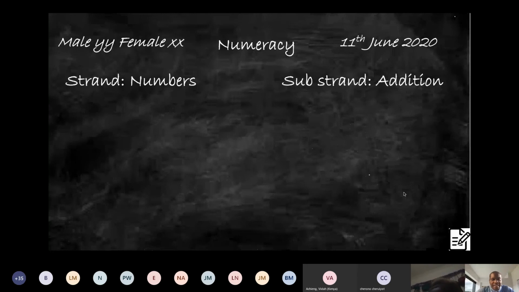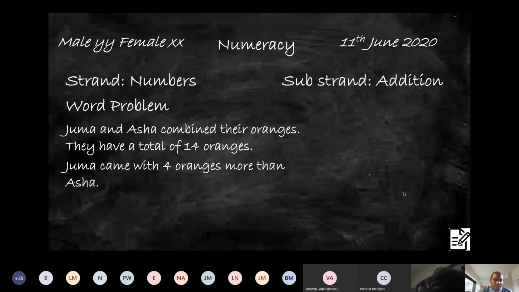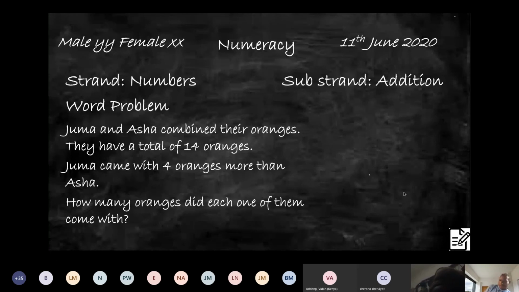Okay, now let us look at this other question, a word problem. Juma and Asha combine their oranges. They have a total of 14 oranges. Juma came with 4 oranges more than Asha. How many oranges did each one of them come with? So when you combine their oranges it is 14, and you're told that Juma came with 4 oranges more than Asha. So can we do that question and give our answers? Three minutes.